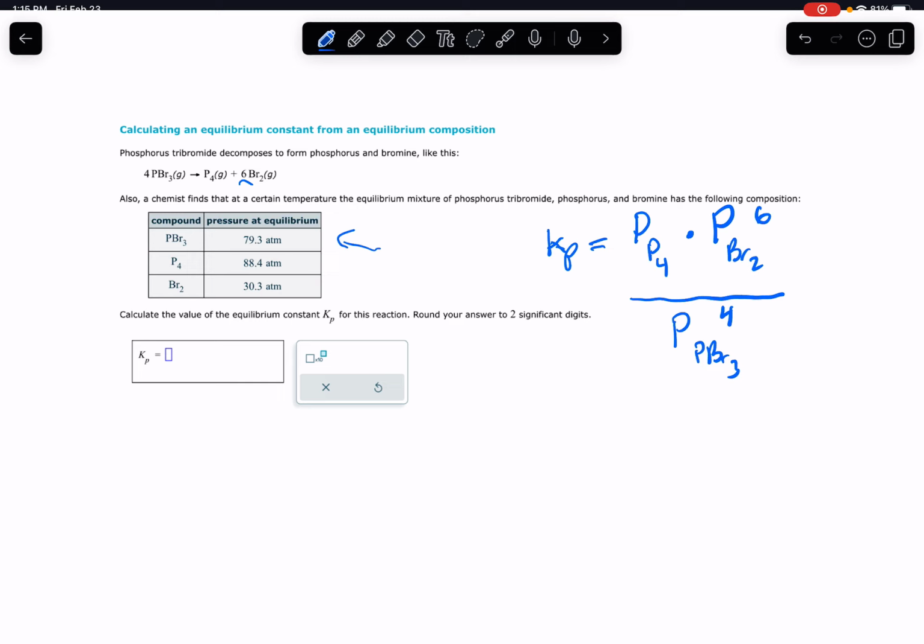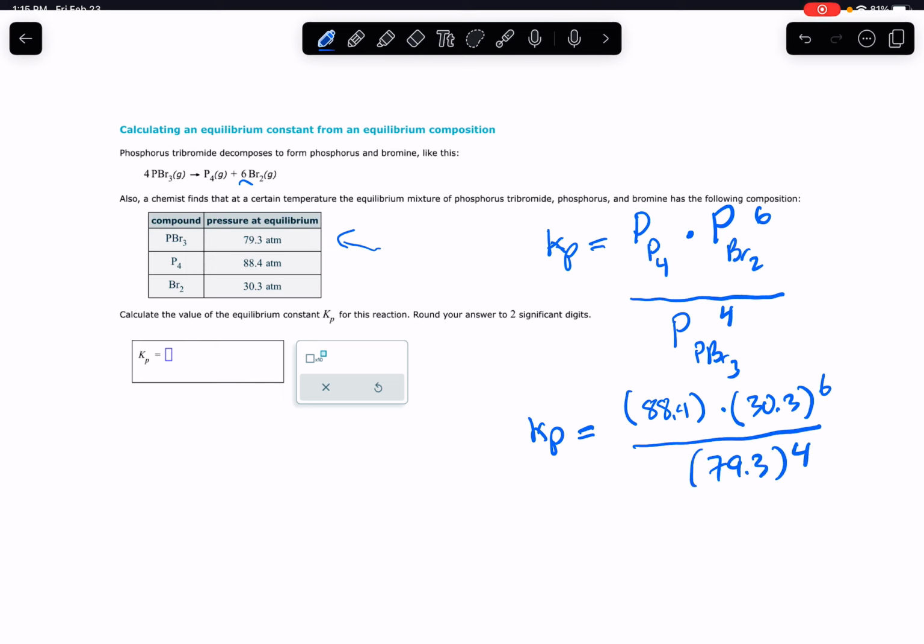So how is that going to look? Well, we're going to write Kp is equal to, and we don't have to put units for equilibrium expressions because they can get kind of wonky. So I'm going to leave them out because we're allowed to. 88.4 times 30.3 raised to the 6, all over 79.3 raised to the 4th.